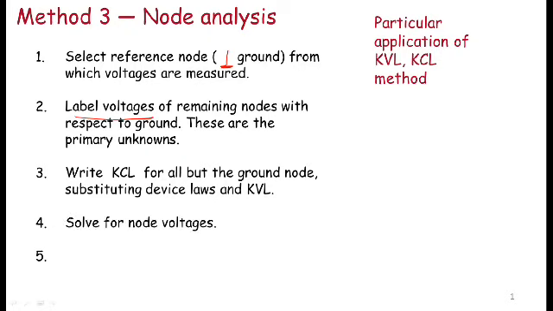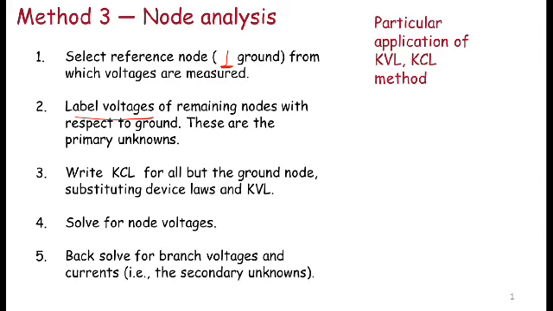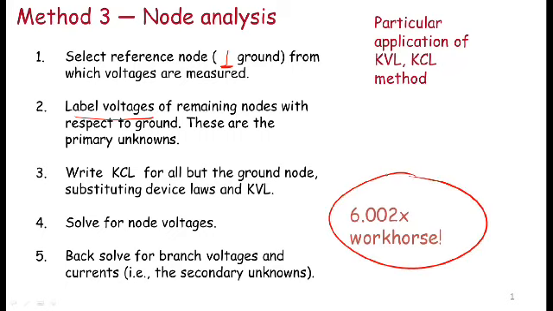Then we go and solve for the node voltages as our step 4, and finally we go and back solve for the branch voltages and branch currents. Notice that for circuit analysis, our goal is to find the branch voltages and currents. And so to the extent that you need to know all the branch voltages and currents, you can go ahead and find them. The node analysis method is the workhorse of our industry and the workhorse of 6002X, and so you will be using it all over the place. It's a very, very important method.